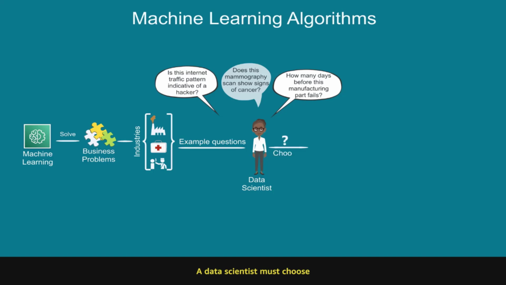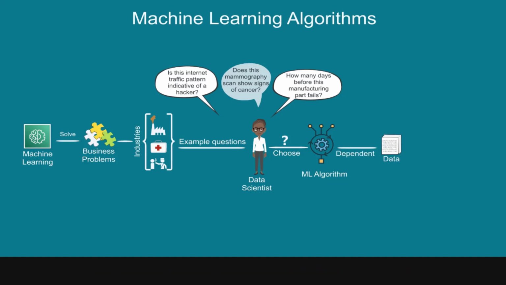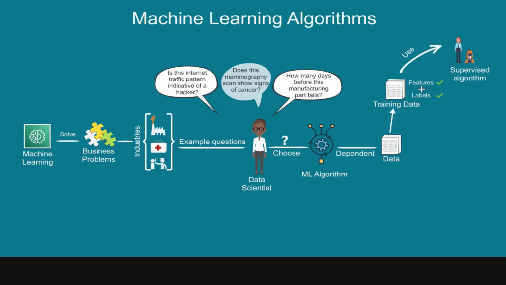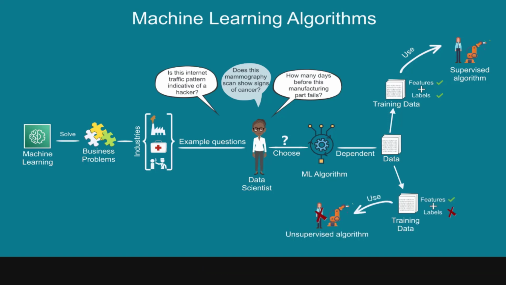A data scientist must choose the type of ML algorithm to use. This decision is mostly dependent on the type of data available to train the model. If the training data includes both features and labels already defined, then you can use a supervised learning algorithm. If the training data does not include labels, then you would use an unsupervised learning algorithm. Let us take a closer look at both types of algorithms.